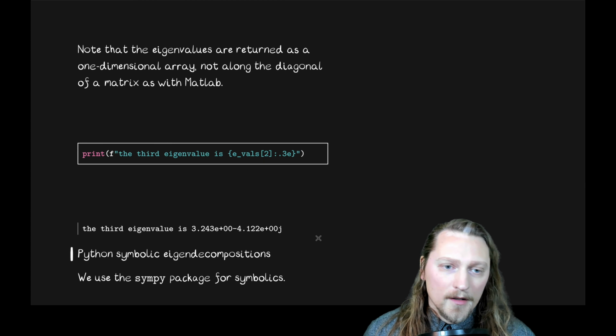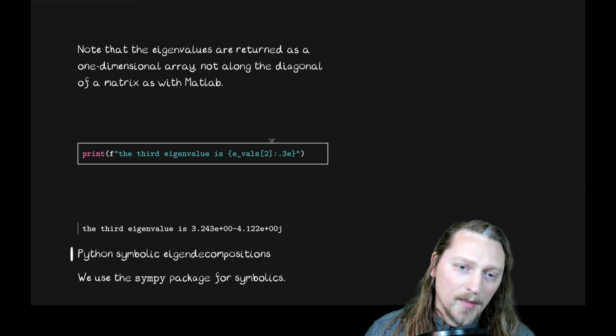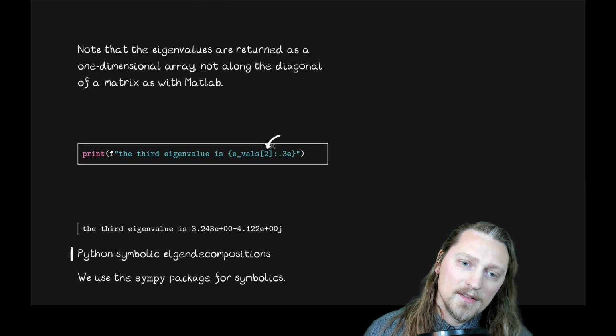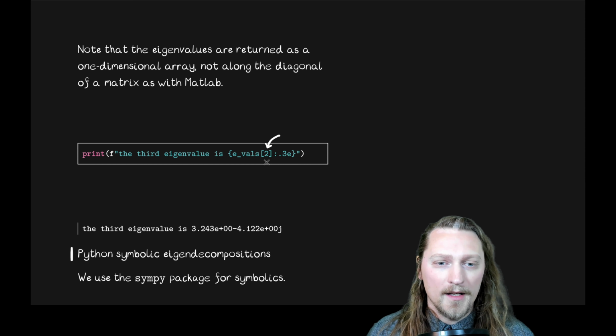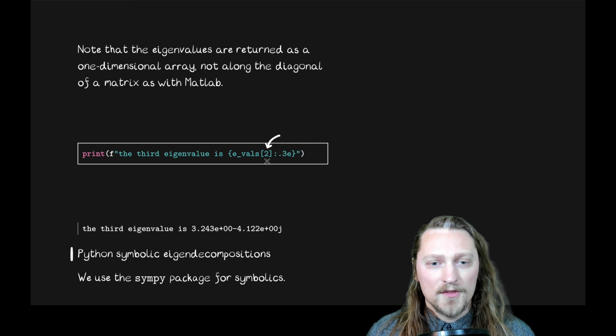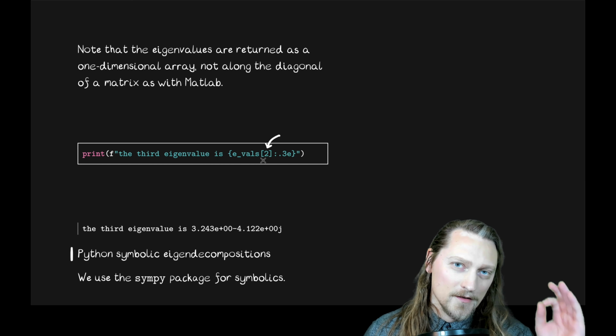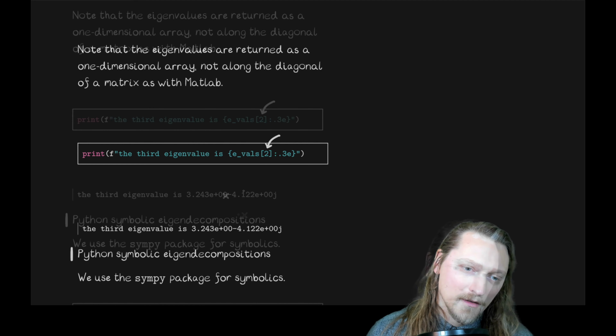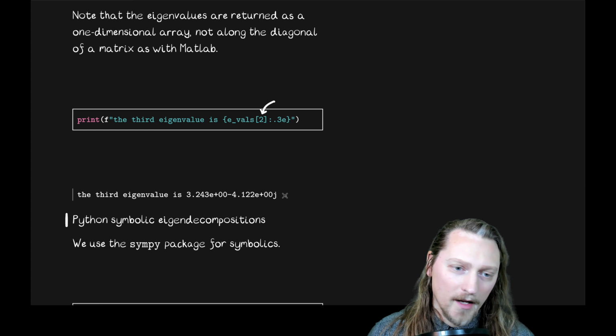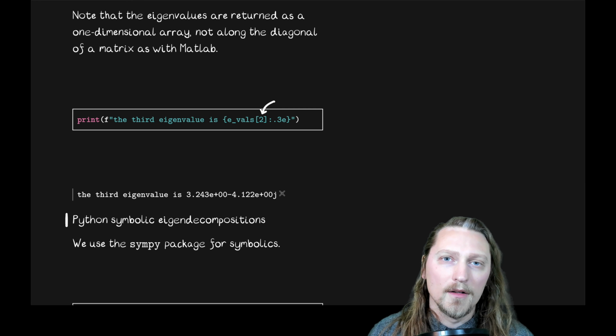So we could print out the third eigenvalue if we like. Remember that Python is 0 indexed, unlike Matlab. So if you want the third component of an array, you need to give it index 2, because the indices are 0, 1, 2. And we'll print it out in engineering notation. Here's our eigenvalue, the third eigenvalue, just to take a look at it a little bit closer.